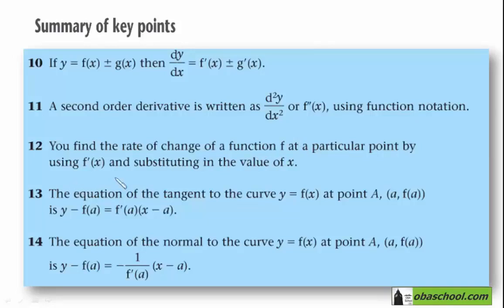The equation of the tangent to the curve y = f(x) at the point a, having the coordinates (a, f(a)), is y - f(a) = f'(a) multiplied by (x - a). And the equation of the normal to the curve y = f(x) at the point a is y - f(a) = -1/f'(a) multiplied by (x - a), where the gradient for the tangent is different from the gradient of the normal. Normal is perpendicular to the tangent.